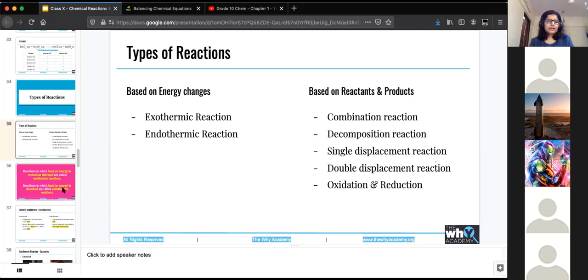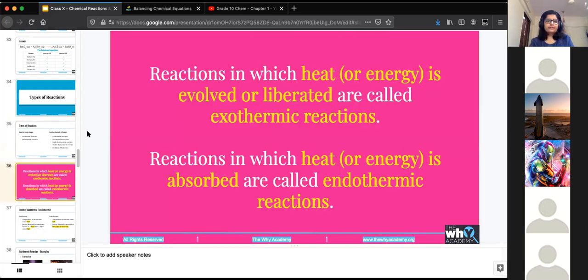The first set of reactions are exothermic and endothermic. Write down the definitions of exothermic and endothermic. So write it down in your notes. For types of reactions, I want you to make notes because the most common questions you'll be asked are to define or identify the types of reactions. So you need to know the definitions and how to identify them.